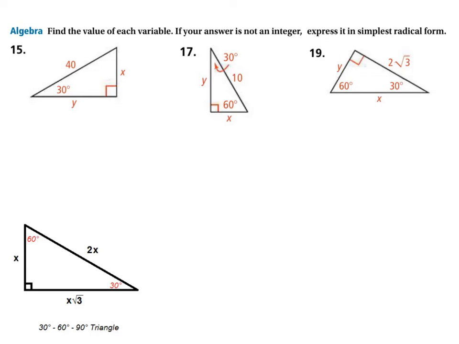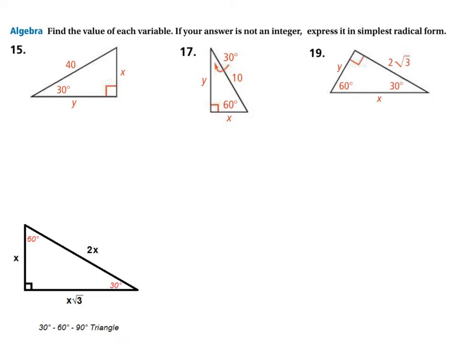Okay, we're finding the value of each variable, and it says write it in radical form if it's not an integer. So we're not going to be using the calculator and calculating the square root numbers. We're going to write it as a radical. Now, I've inserted for reference on the bottom, these are all 30, 60, 90 right triangles. So whatever we're looking for, we can use this kind of template to figure it out.